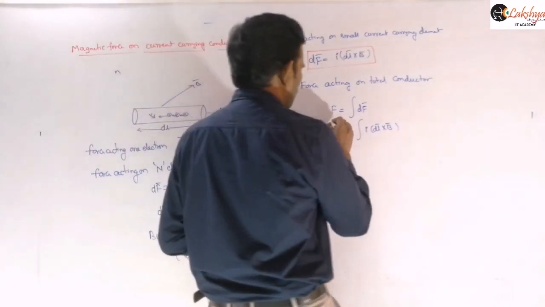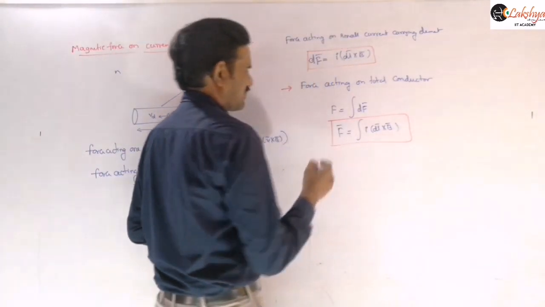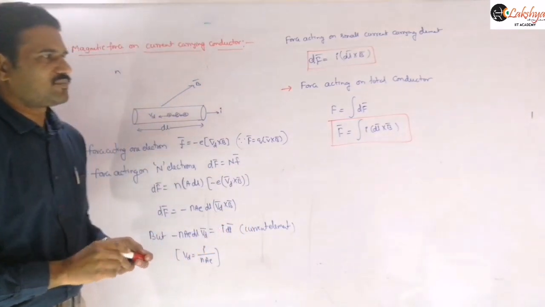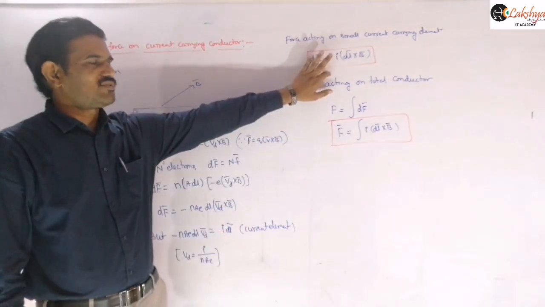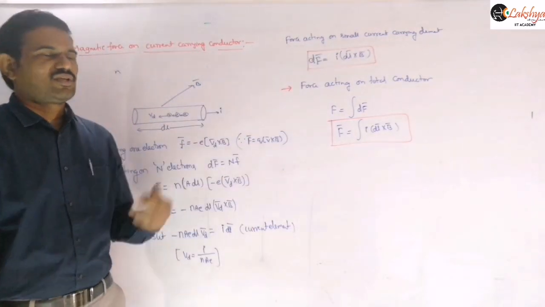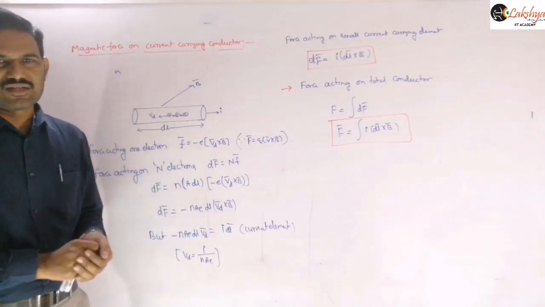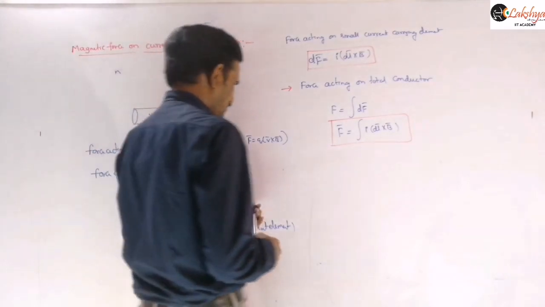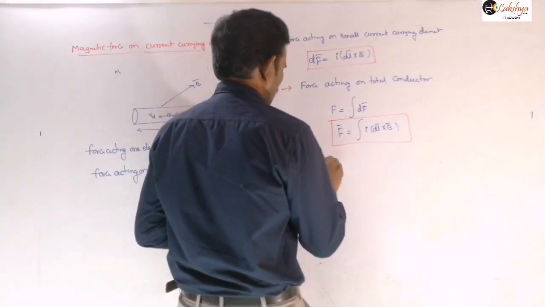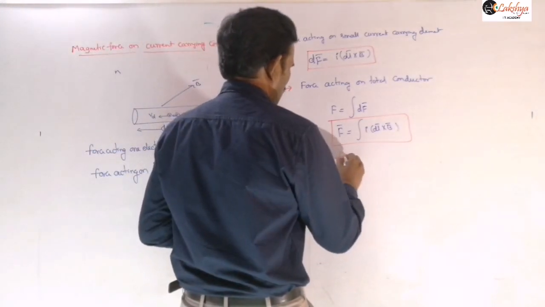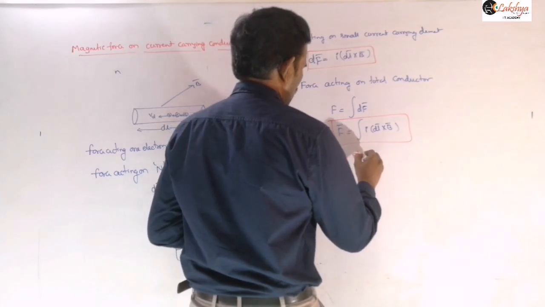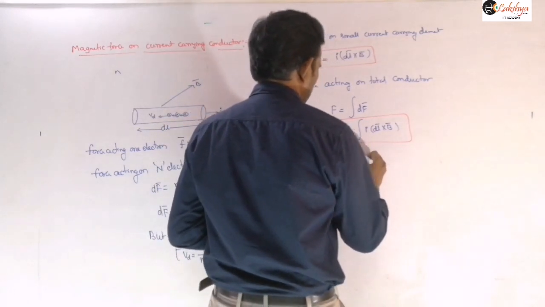So here we will discuss only two cases. For the total conductor, we need to integrate this equation, and here we can mention the two cases. Case 1: if the conductor is a straight conductor, for example.